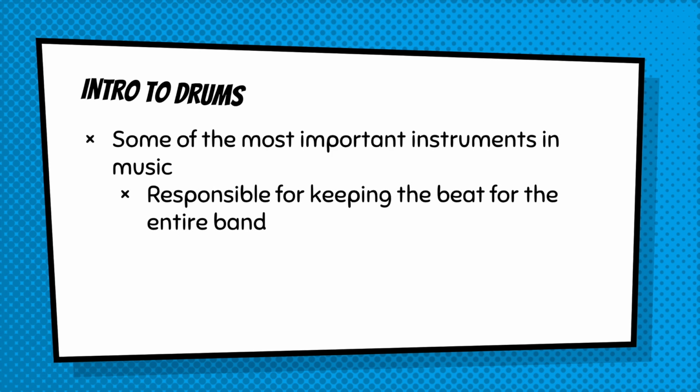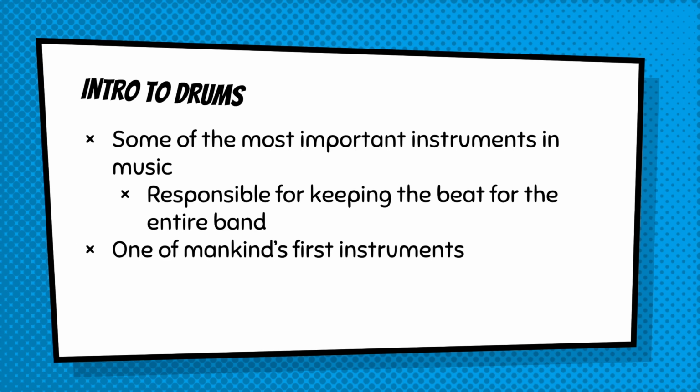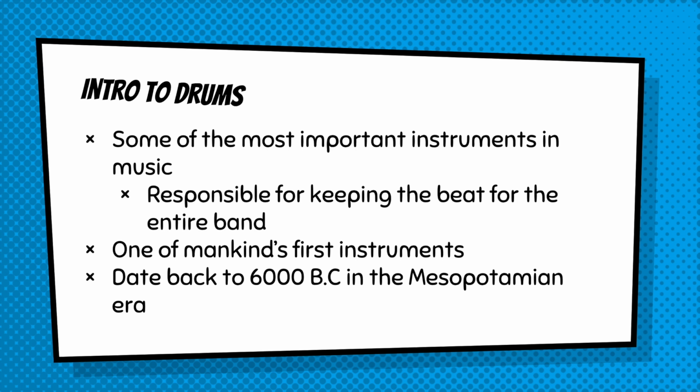Even though they're so important, the drums are a fairly simple instrument, which explains why they're one of mankind's first instrument inventions ever. Drums date back to 6000 BC from the Mesopotamian era. Since then, the basics of drums have not changed. Drums are still made of membranes that are stretched over a base. But how does a simple instrument like this create sounds at all? That's what we'll be answering today.